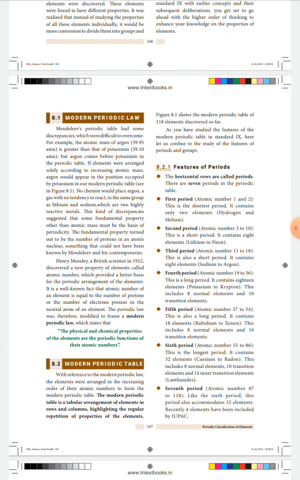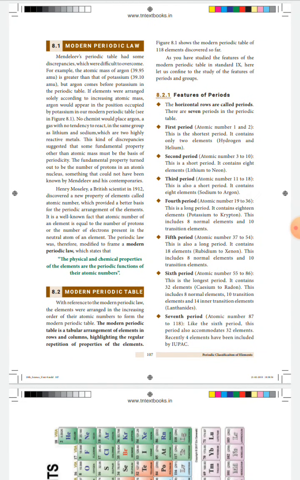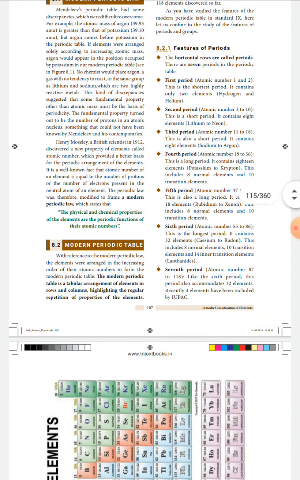Next, in 1913, the English physicist Henry Moseley, through his X-ray diffraction experiment, proved that the properties of elements depend on the atomic number, not on the atomic mass. Consequently, the modern periodic table was prepared by arranging the elements in the increasing order of their atomic number. Henry Moseley found that atomic number is the basic one for the preparation of the periodic table. According to his periodic law, the chemical and physical properties of elements are periodic functions of their atomic number. This is the modern periodic law.